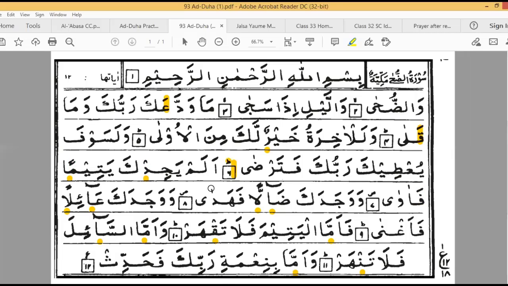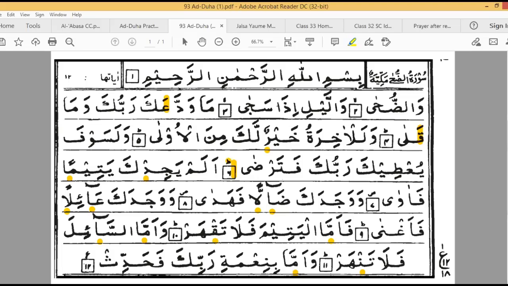So let's read this verse. You read Ta'awudh and Tasmiyah. So let's carry on. We're going to say, Alam yajidka yatiman fa'awa. Alam yajidka yatiman fa'awa. Good, well done. Really, really good attempt.